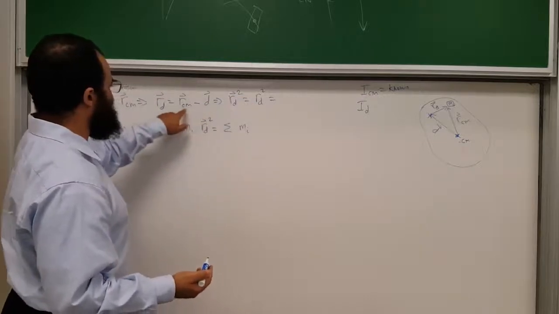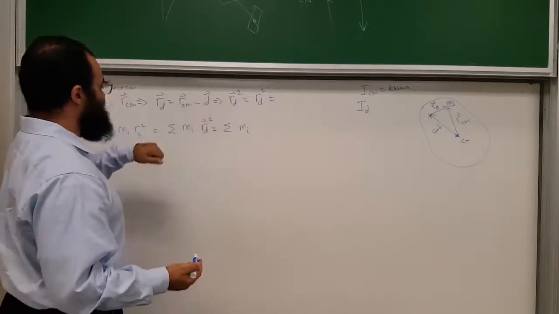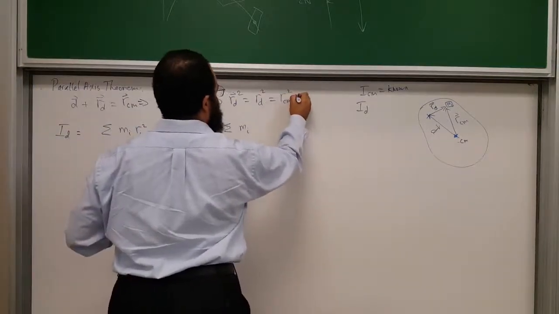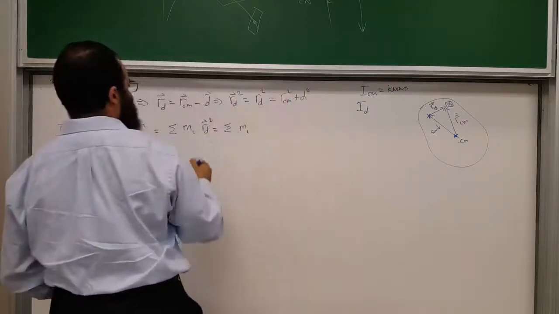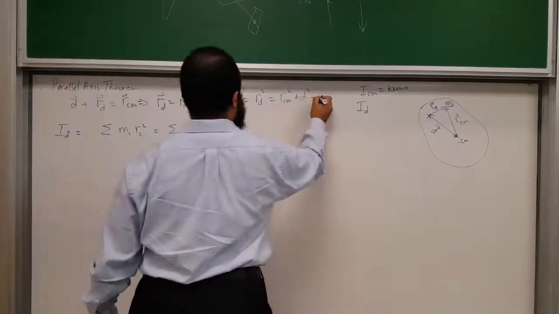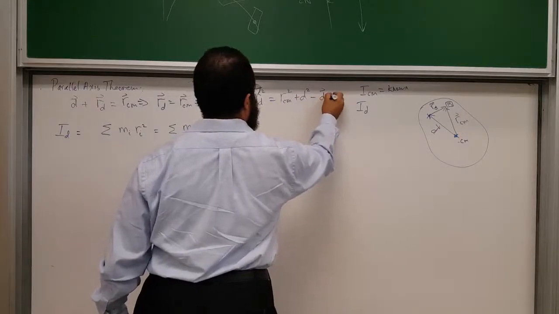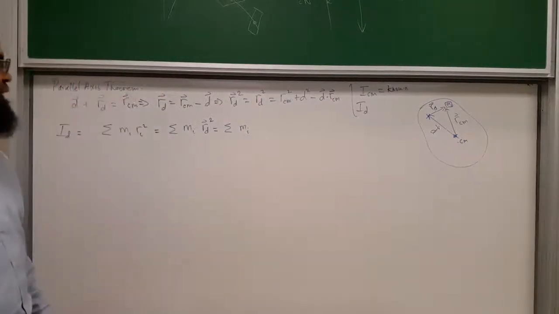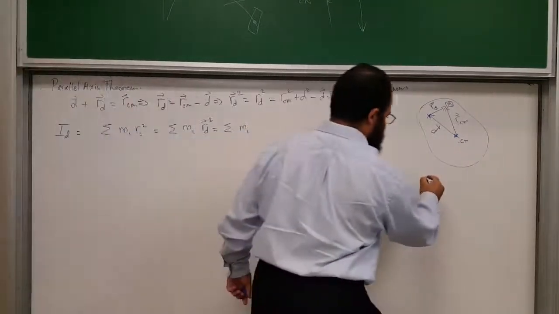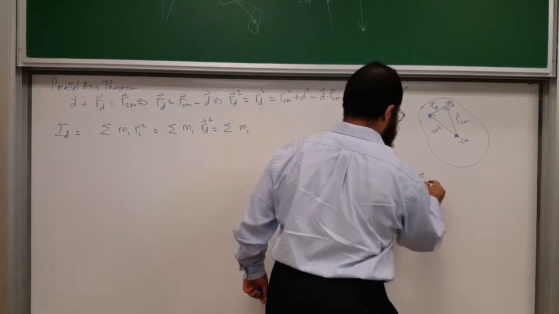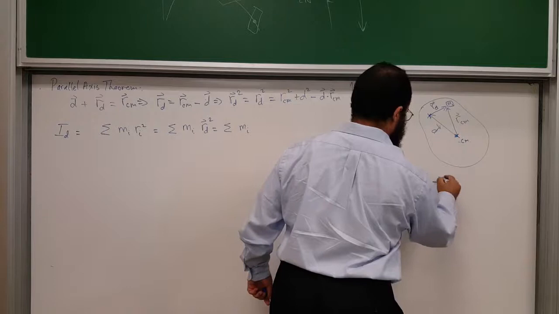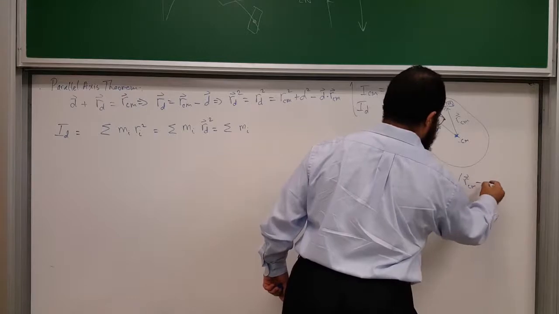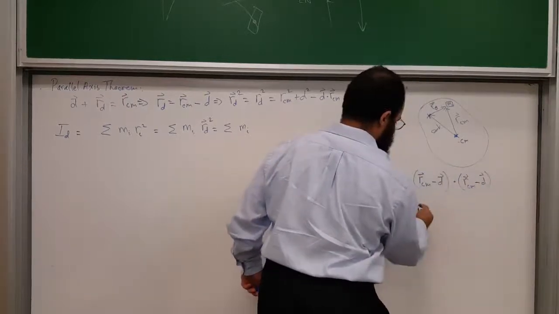How about here? If I take the dot product of R center of mass minus D and dot it with itself, it would give me R center of mass squared plus d squared, just the way you square two things, and then minus the dot product of d dotted with r center of mass. That's how it would be. If you have time, just do it on your own. R center of mass minus d, dotted with itself. Or actually, let's just quickly do it.